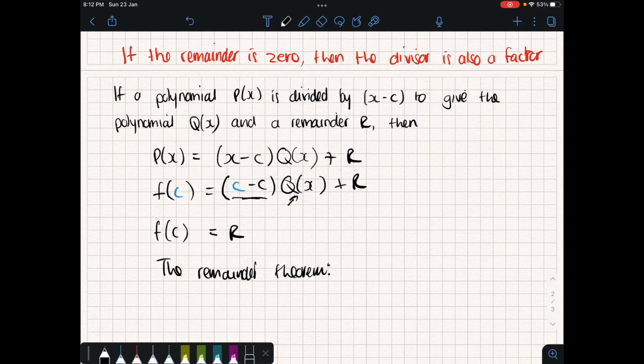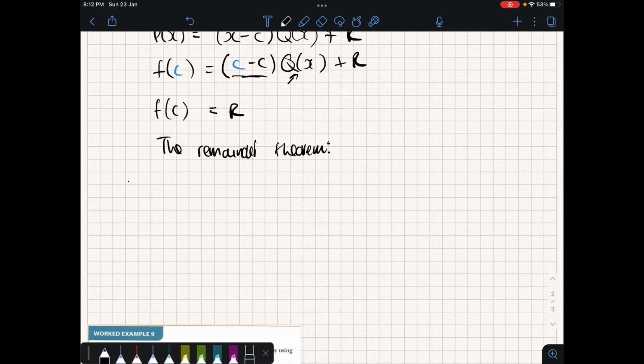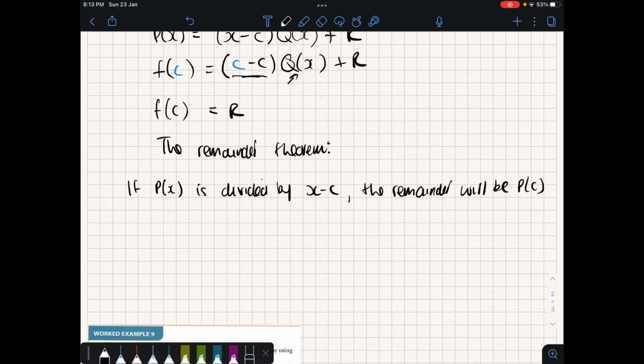So just like the factor theorem, the remainder theorem states that if p of x, a polynomial, is divided by some linear factor, x minus c, then the remainder will be whatever we get as if we substituted c into the function in the first place.